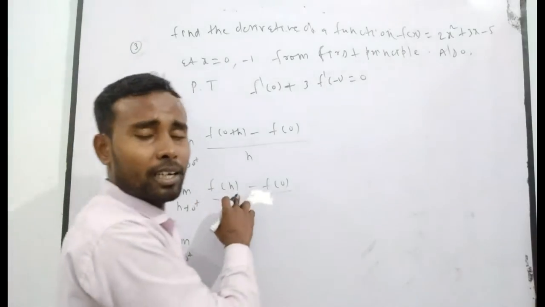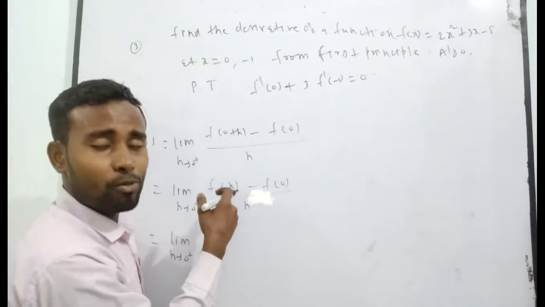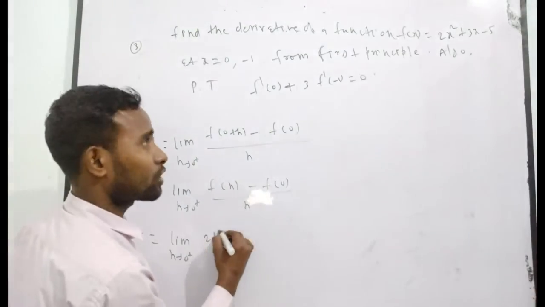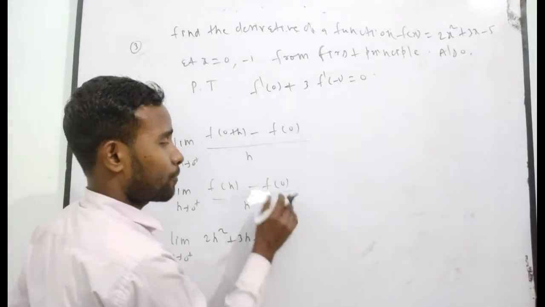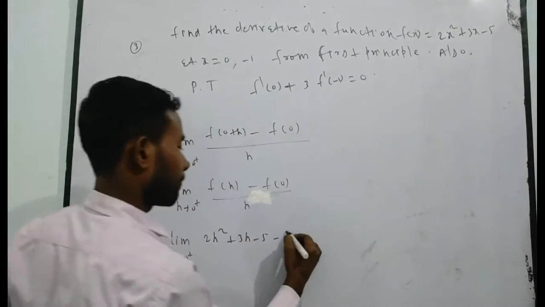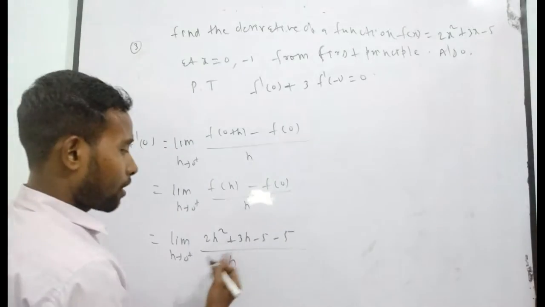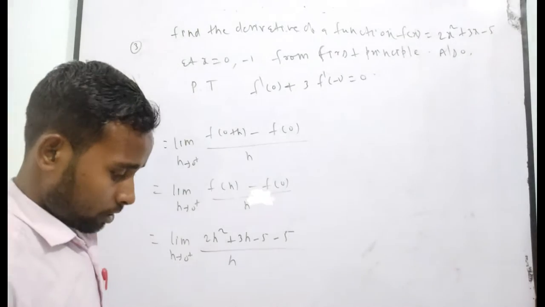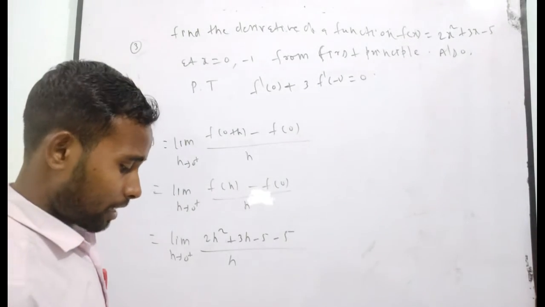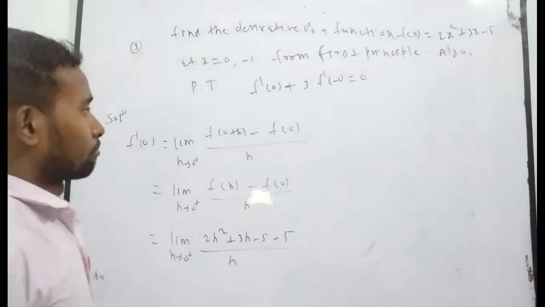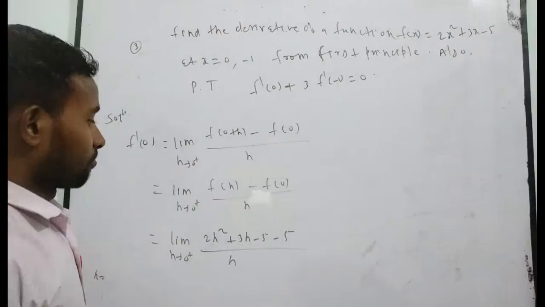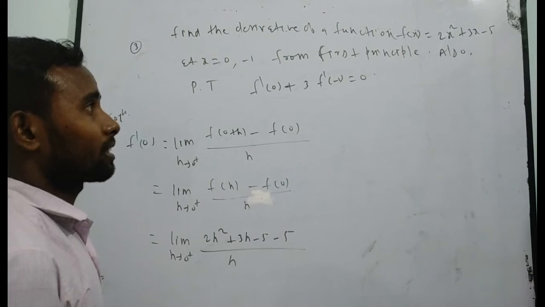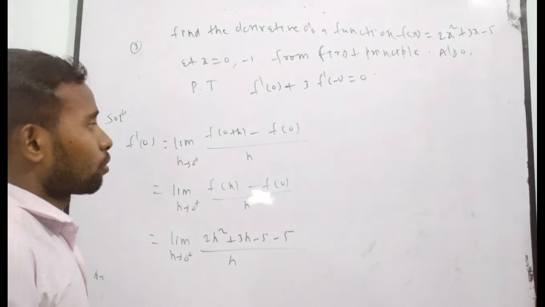F(h) means that in the function f(x) you have to replace x by h. After replacing, what do you get? 2h square plus 3h minus 5 minus, if you put 0, what do you get? Minus 5, divided by h. Here the function is 2x square plus 3x minus 5, divided by h. 2h square plus 3h minus 5 and minus 0.